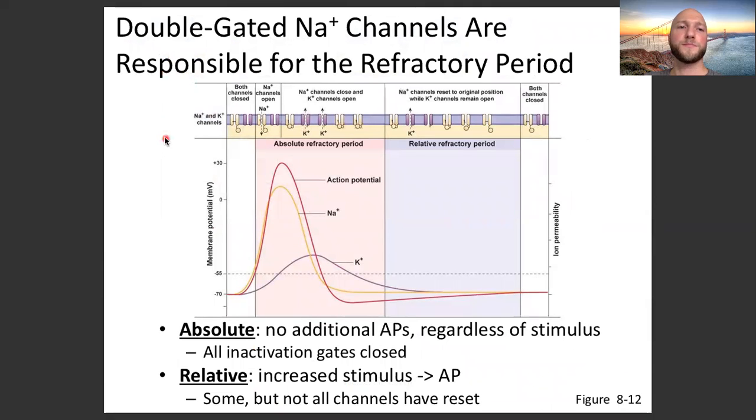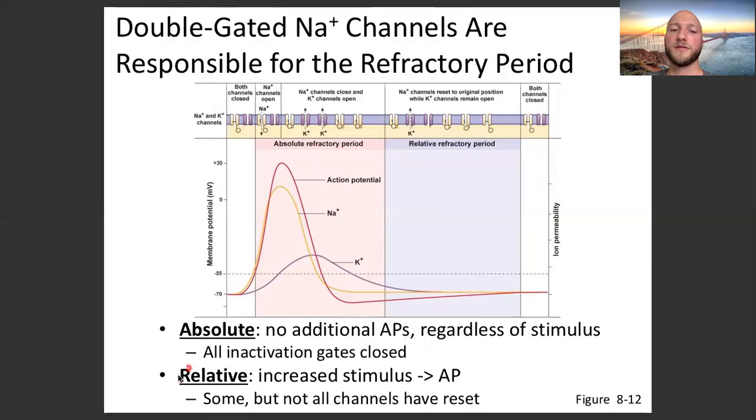All right, so double-gated sodium channels are responsible for the refractory period. There's an absolute refractory period where no additional action potentials, regardless of the strength of stimulus, can happen. All inactivation gates are closed during the absolute refractory period. The refractory period is how long it takes to get back to normal. So in the absolute refractory period, absolutely no action potentials can happen, regardless of the stimulus, because all inactivation gates are closed.